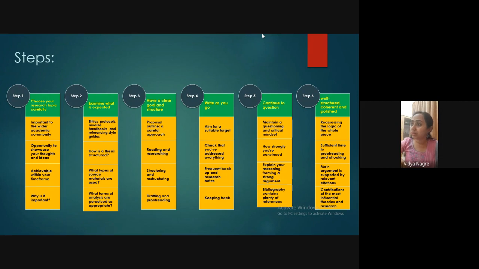Continue to question. Maintain a questioning and critical mindset. Whatever you have written, don't think that it is a final conclusion. Always check what you have written and counter-question your own statement. Is it correct? Is there any kind of different interpretation possible? If possible, then what would it be?